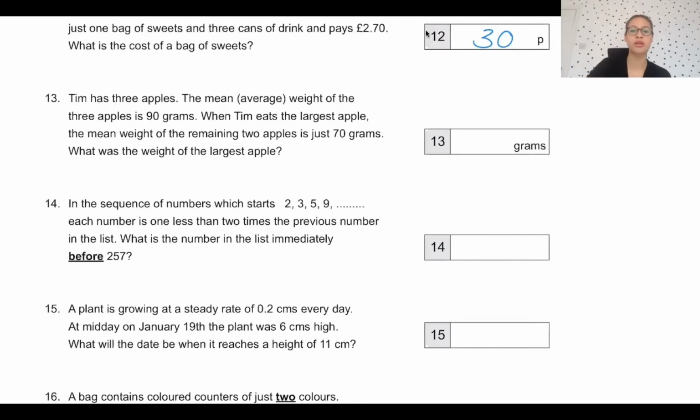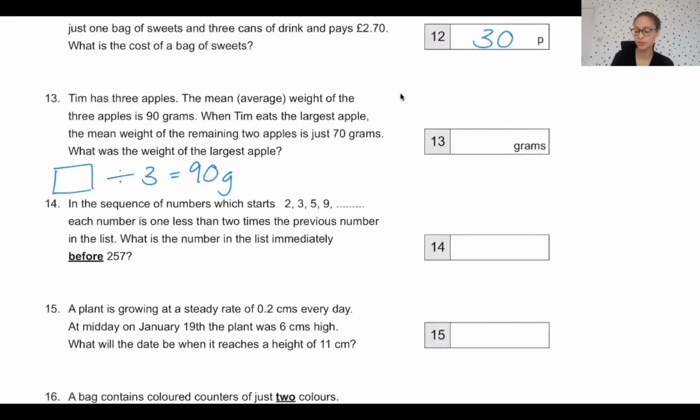Oh, sorry, my screen's not sharing right now. One sec. So we add them all up, we divide by 3, and we get 90. So what did they add up to? Yes, good. Someone's concentrating on what I'm saying. So 270. The apples must have added up to 270 initially. Now Tim eats the largest apple and the mean weight of the remaining 2 apples is just 70 grams. So using the same logic, can you tell me what the total weight of the remaining 2 apples is?